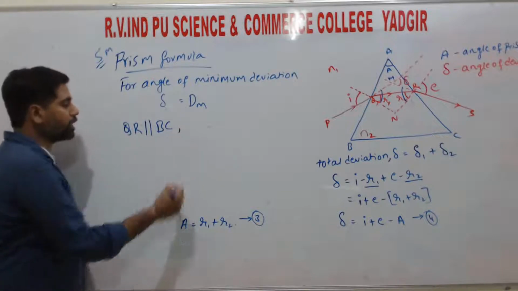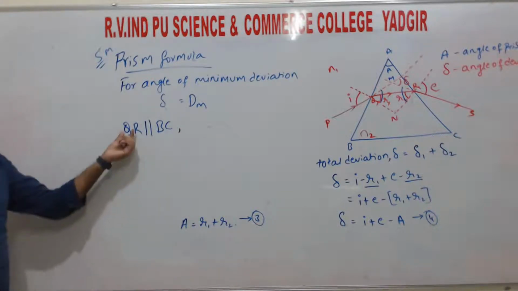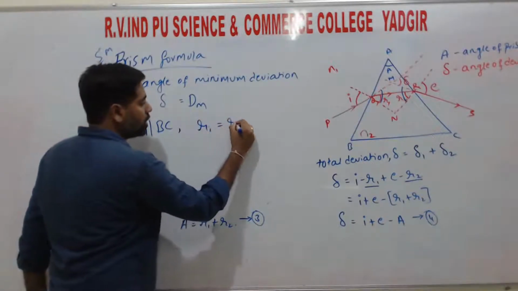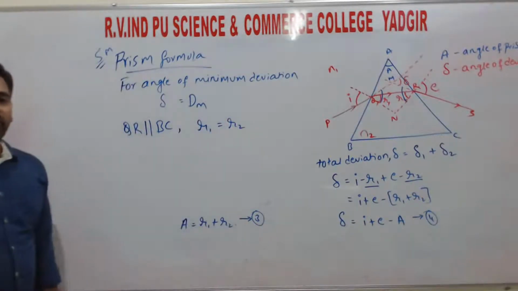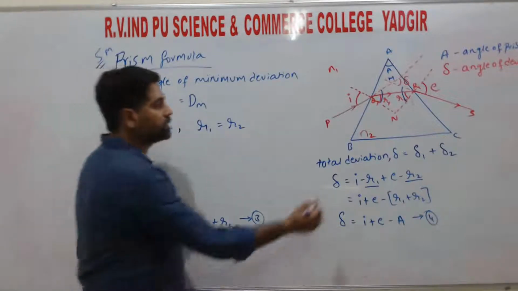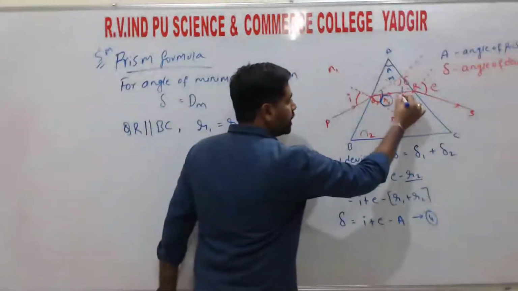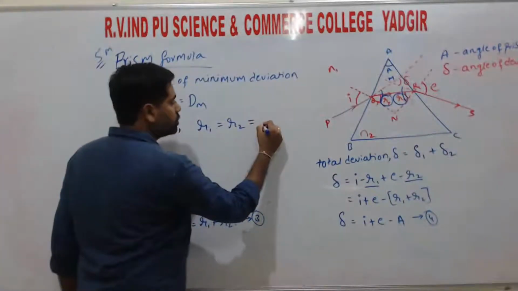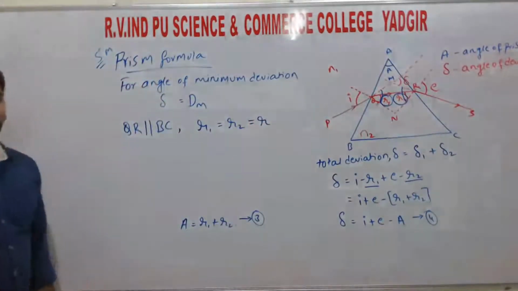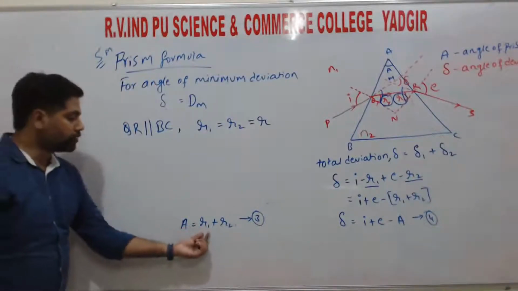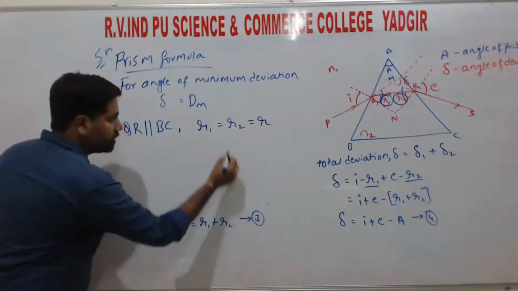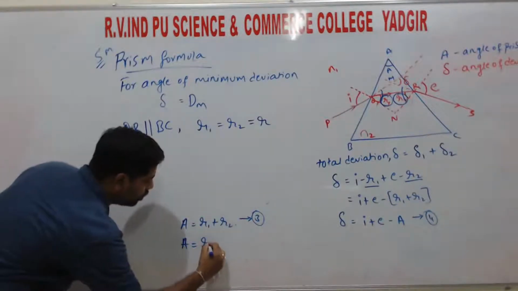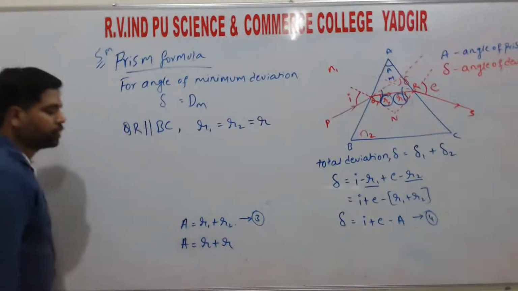So when this happens, QR is parallel to BC, then the angle of refraction R1 is equal to the angle of refraction R2. That means this value R1 is equal to the value R2. So that can be taken as a common value R. Right? Now if I substitute in equation 3, R1 is equal to R2 is equal to R, then A is equal to R plus R. Right?